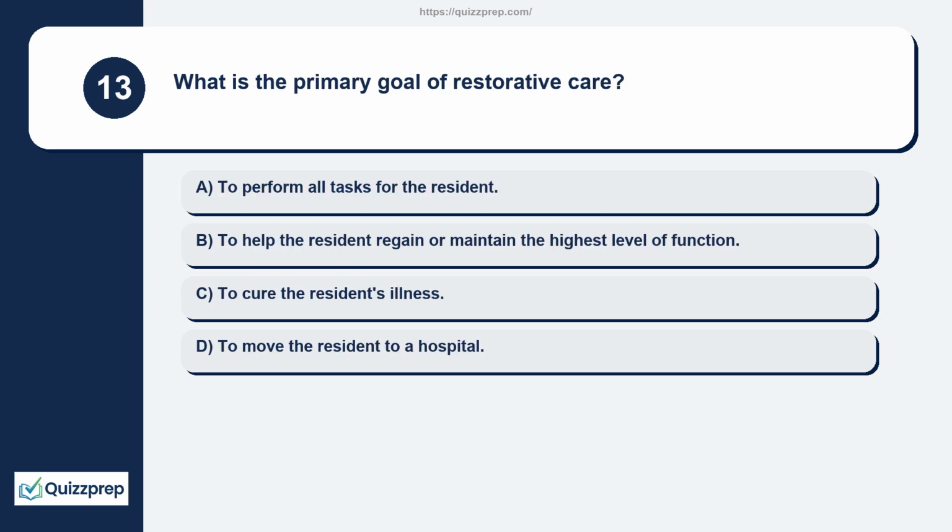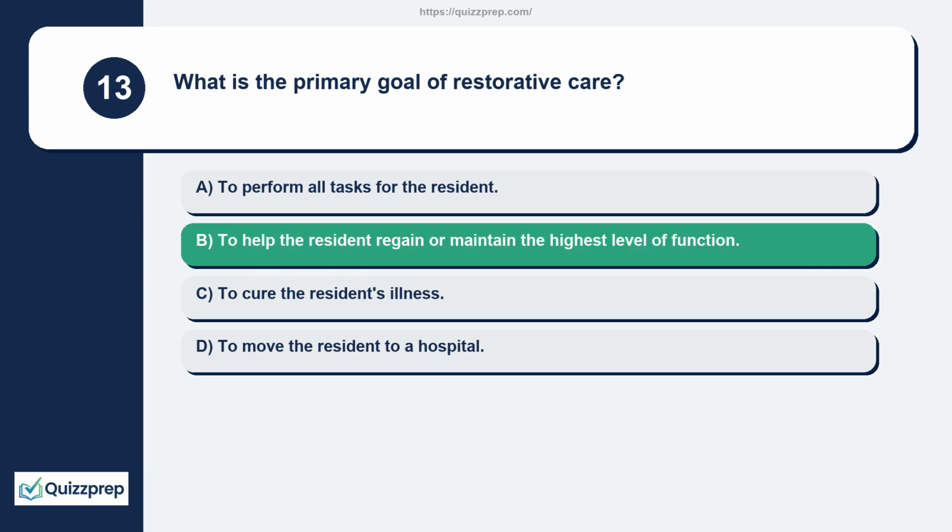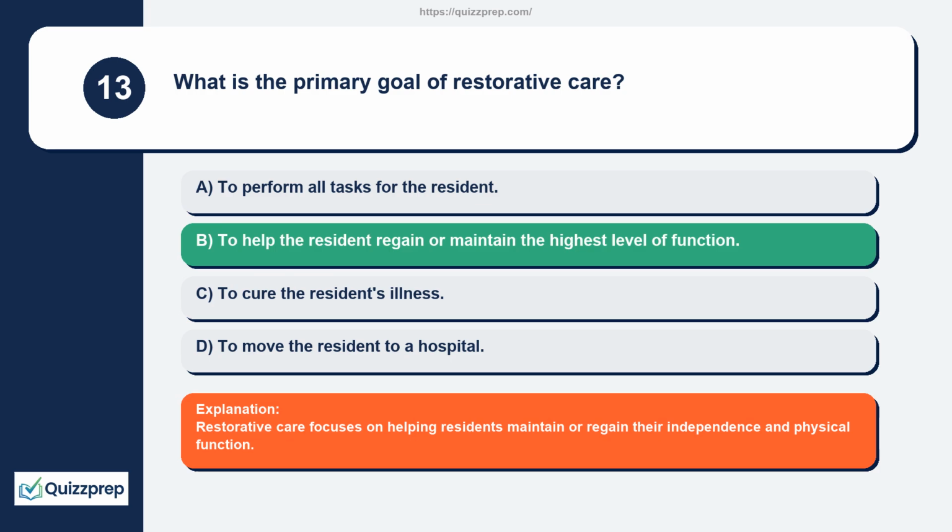Question 13. What is the primary goal of restorative care? To perform all tasks for the resident. To help the resident regain or maintain the highest level of function. To cure the resident's illness. To move the resident to a hospital. Restorative care focuses on helping residents maintain or regain their independence and physical function.